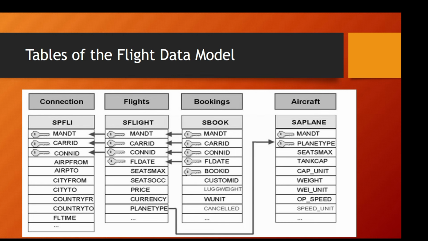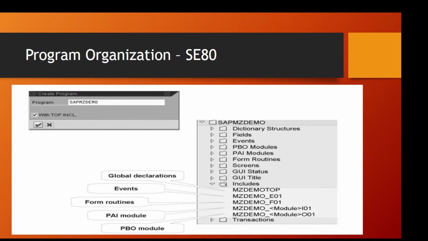I must tell you that SPFLI has three key fields, SFLIGHT has four key fields, and SBOOK has five key fields, whereas SAPLANE has only two key fields. So that is also important.